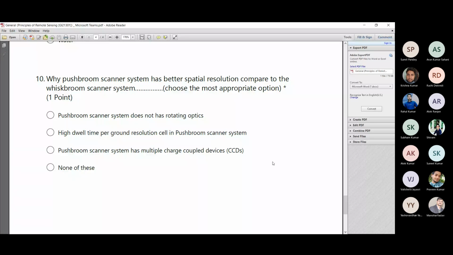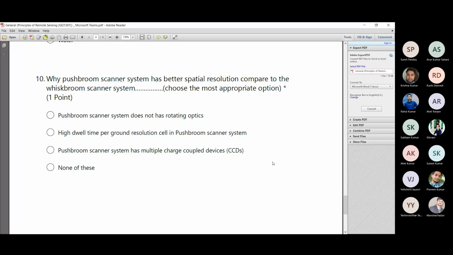Lambda 1 to lambda 2. Okay. So we have a bandwidth lambda 2 minus lambda 1. If that bandwidth is high, it means the energy that is collected will be more. Further, if we come at the ground resolution cell level, if the area is large, it means more energy is collected at the sensor. Similarly, if the sensor looks at the GRC for a longer time, it means the energy collected is more.